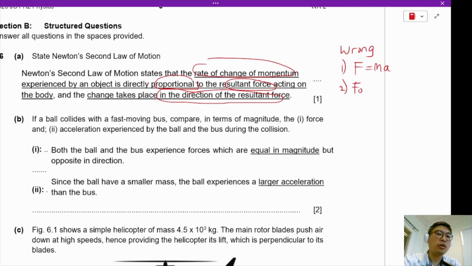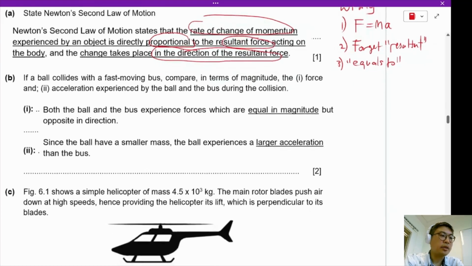And it's wrong if you forget the word resultant. It's also wrong if you use the word "equals to" the rate of change of momentum. And of course, if you forget the direction, you also don't get the mark. Now let's take a look at question 6b.